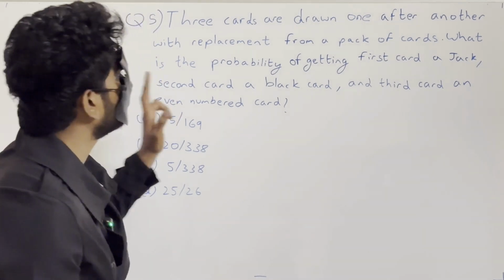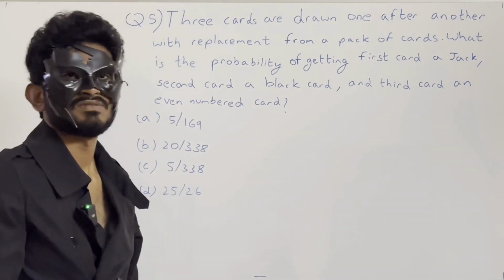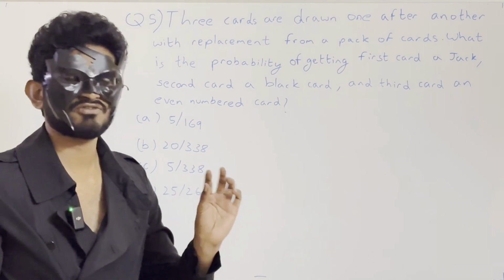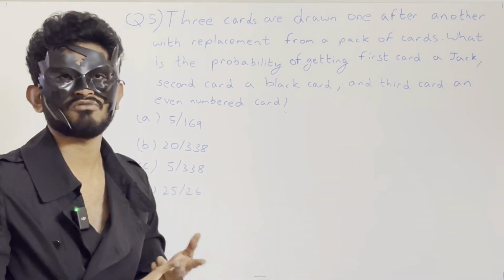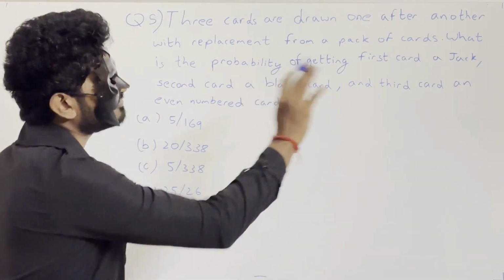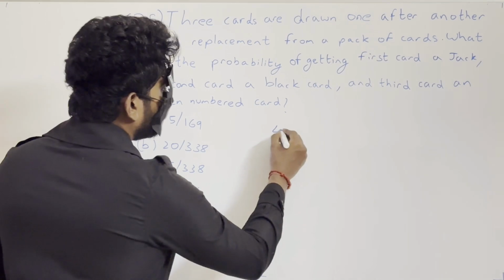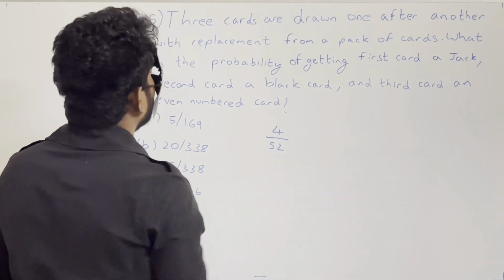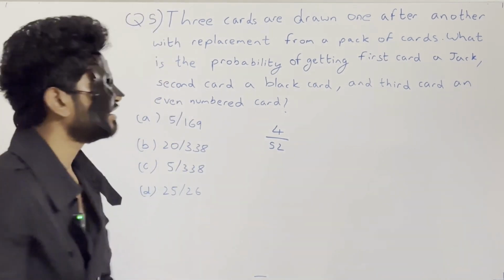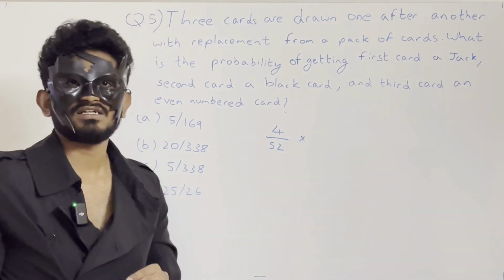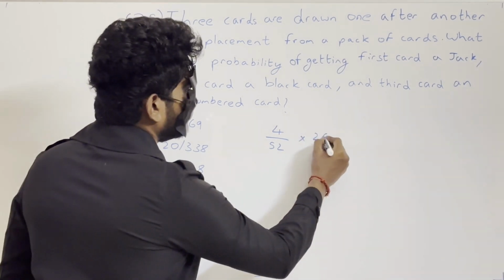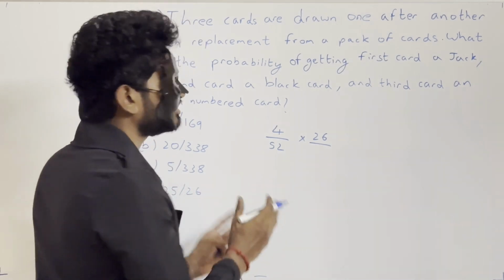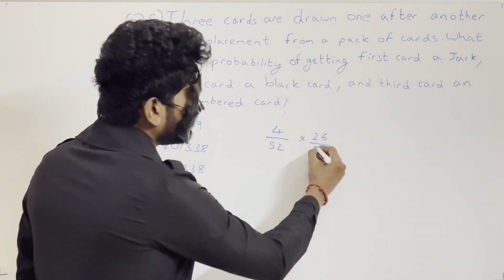And next, what is the probability of getting the first card a jack? As I already told you, the total number of jack cards will be 4, one from spade, one from club, one from diamond, one from heart. So 4 out of the total number of cards, 52. So 4 by 52. Now the second card is a black card. I told you that there are 26 black cards and 26 red cards, and the total number of cards will be the same, so 26 by 52.